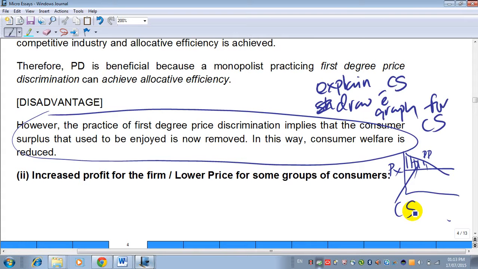Explain what consumer surplus is using my notes. Draw the graph for consumer surplus under normal situations where there is only one price and no price discrimination. Draw the graph, explain the graph. Say that this is the normal situation, but under price discrimination, there is no consumer surplus at all. This will be the main disadvantage for price discrimination. For some other small disadvantages, you can look at the full answers that will be provided for you.